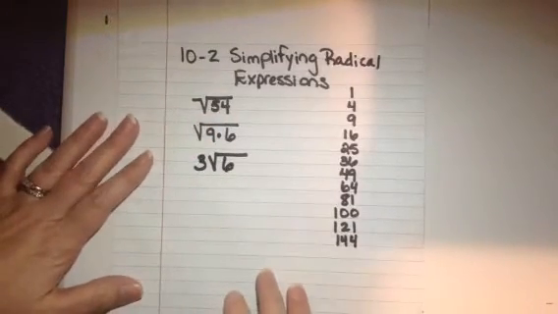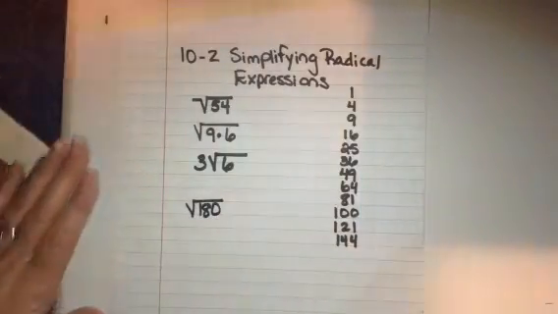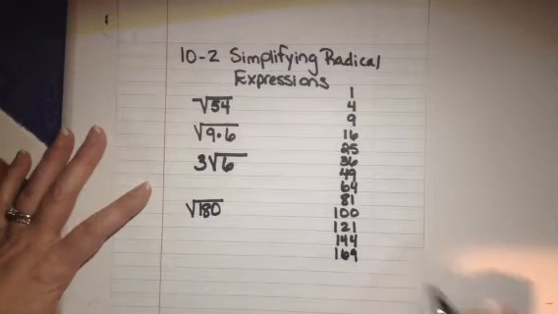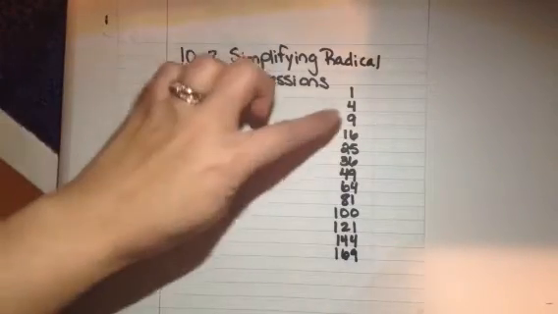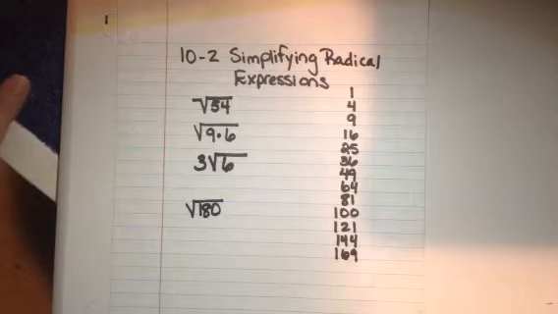Let's try another one. All right, let's do the square root of 180. Okay, 180 is not on a perfect squares list. If we were to keep going, this would be like 169 and then so forth. 180 is not on the list. So I've got to think of a perfect square that's going to go into 180. Now, let's try 9. 9 would work. It would be 9 times 20. But there's a perfect square that's greater than that that will go into 180.